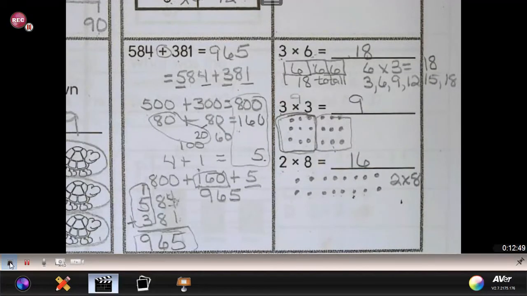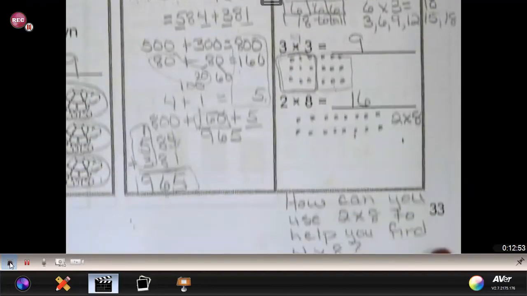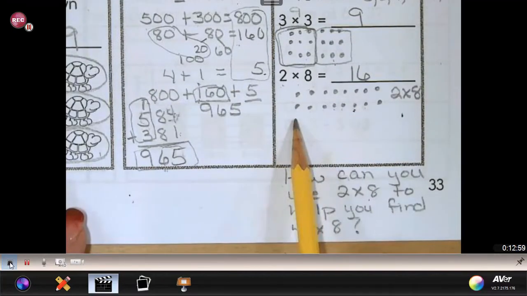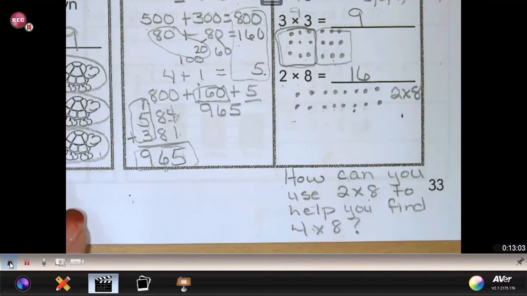Today in our discussion, in our warm-up, or actually on our startup page today, you're going to be asked this question. And it goes with this problem that we just said. How can you use 2 times 8 to help you find 4 times 8? So today when we meet in class, that's going to be the question of the day. How can you use 2 times 8 to help you find 4 times 8? So we're going to discuss that.